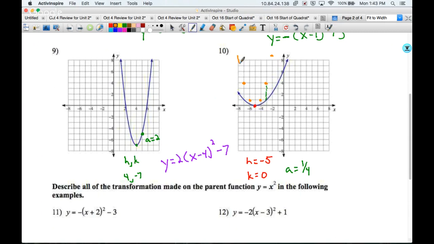This parabola here has been flattened to 1/4 of its original size. Here, let me connect this up so you can see this is like our parent function parabola, and then it's been smushed down so that every point is exactly 1/4 of the height. So that gives us 1/4 for our a value. y equals 1/4 (x minus h, which becomes a +5), and then that's squared.